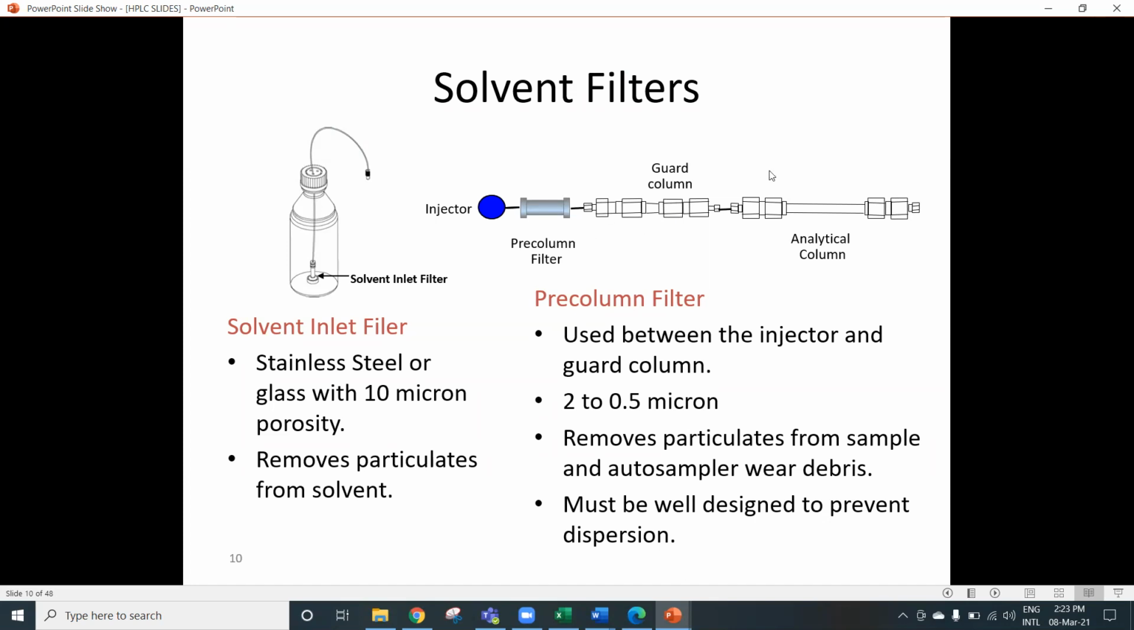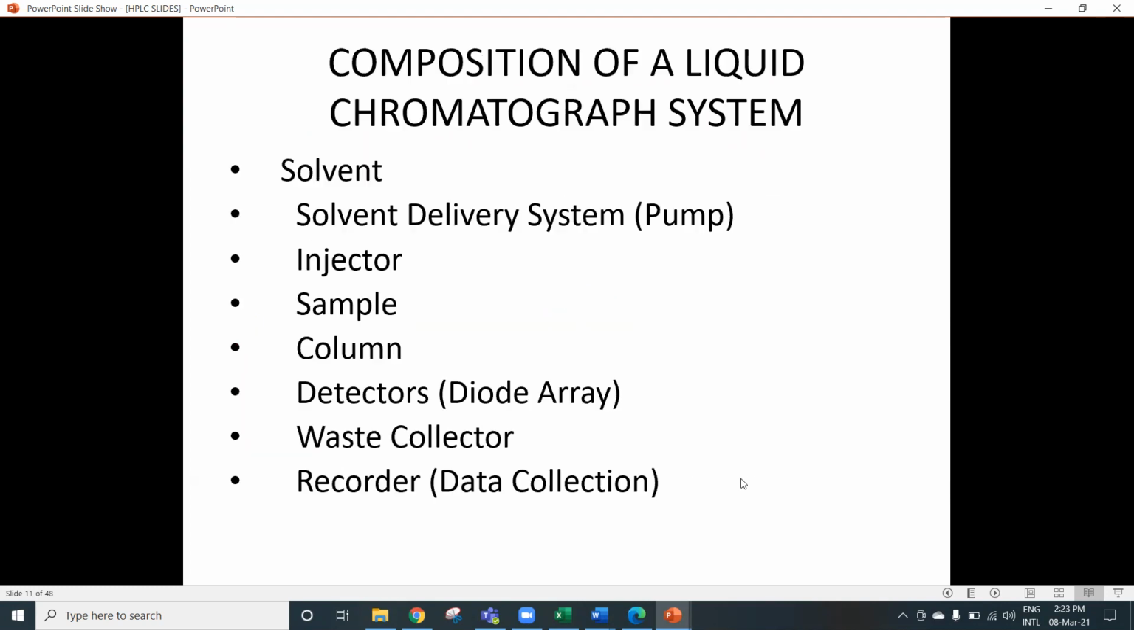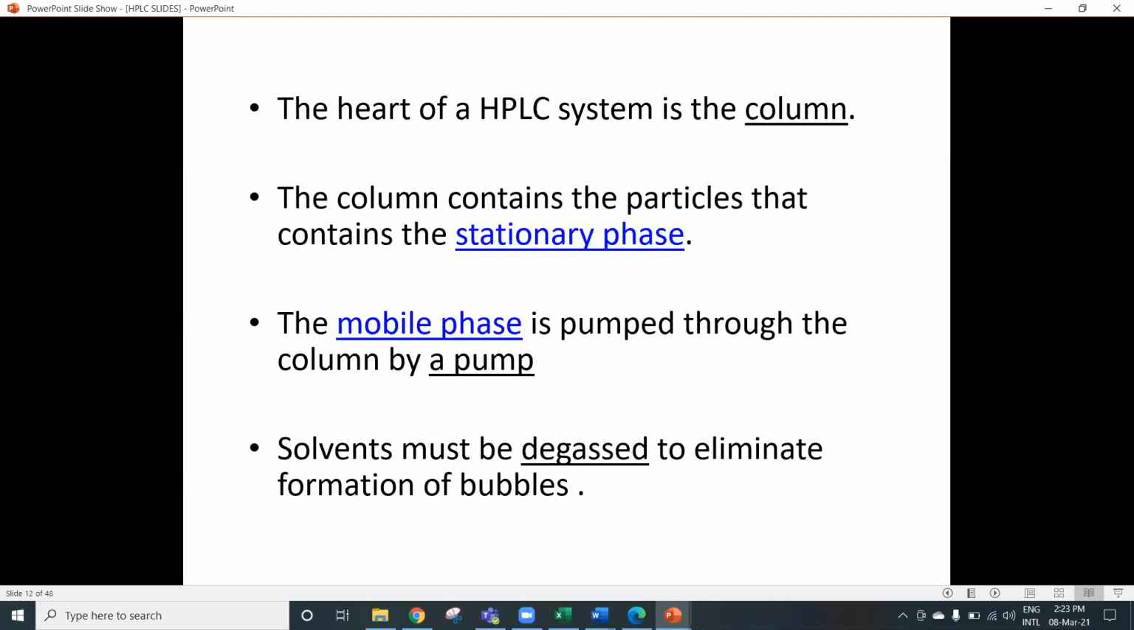So all these are just quality assurances for the removal of particulates from the sample, so that you don't want your auto sampler to be damaged, or you don't want your column to be damaged by any form of particulate that is present in your sample. So these are the major components of your HPLC system. You have your solvents, the solvent delivery system, the injector, the sample, the column. Then you have detectors, you have the waste collector, and you have the recorder that records your chromatogram.